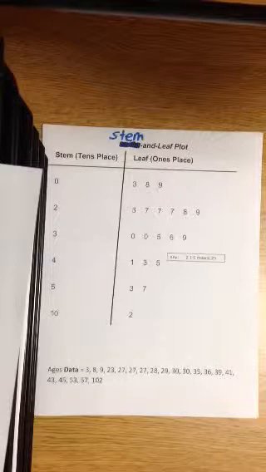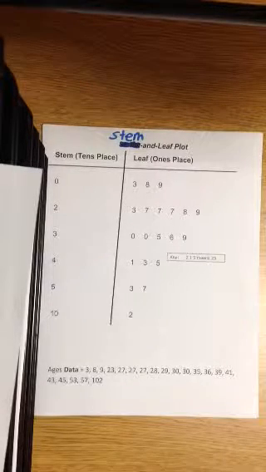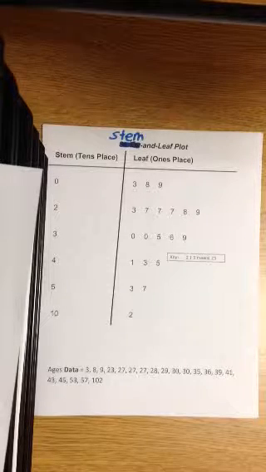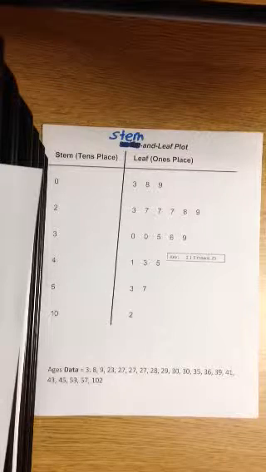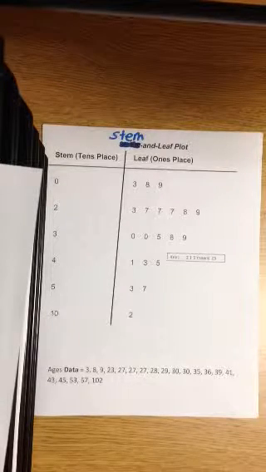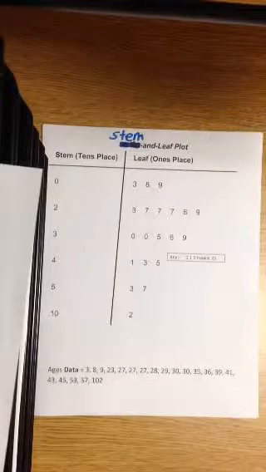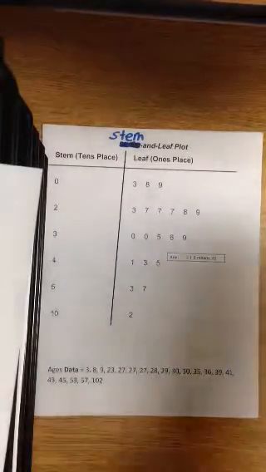A stem and leaf plot. Imagine you have a lot of data. That's a lot of different numbers you collected from a survey or from something. And you have to categorize it and make it more organized. So stem and leaf is one way you can do it.